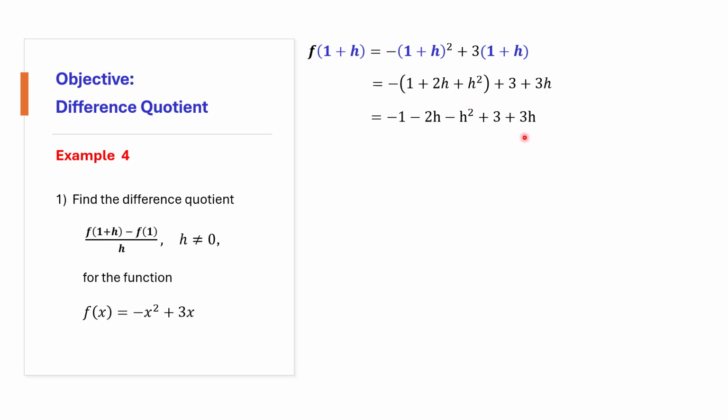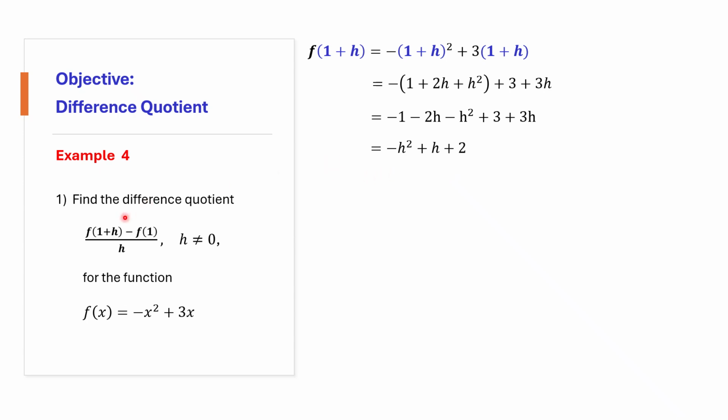And then the next step is to combine like terms and write with the highest power, h squared. So we will have the first term as negative h squared. And then the second term is combining negative 2h plus 3h. And then the last term is combining negative 1 plus 3. So we will get negative h squared plus h plus 2. So this is your f of 1 plus h.